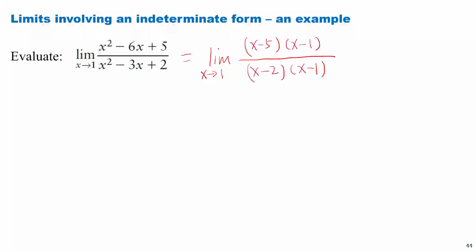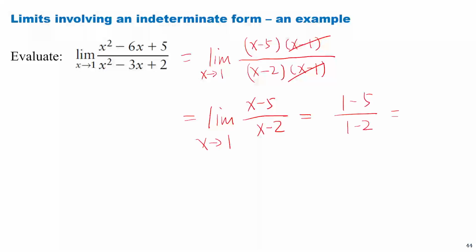So x approaches 1 means x is a number close to 1, but never 1 itself, right? x is not equal to 1, but a number close to 1. So we can safely cancel these two terms. That gives us the limit of this expression when x approaches 1. And therefore now you can insert x equals 1 there, because we know a rational function is continuous anywhere when it's defined. So that gives us (1 minus 5) over (1 minus 2), which is 4, right?